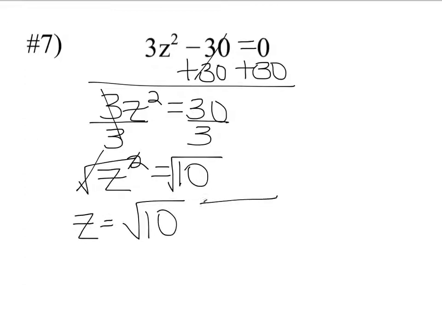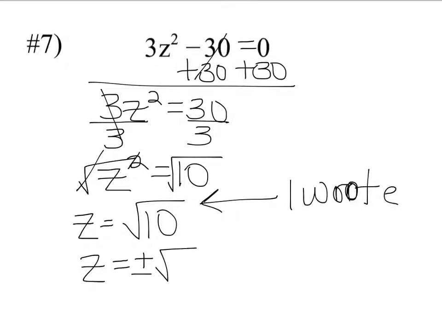But again, I wrote the radical. So it's z is equal to plus or minus the square root of 10. If you just write the square root of 10, you will actually be wrong. So make sure that you're writing plus or minus the square root of 10.